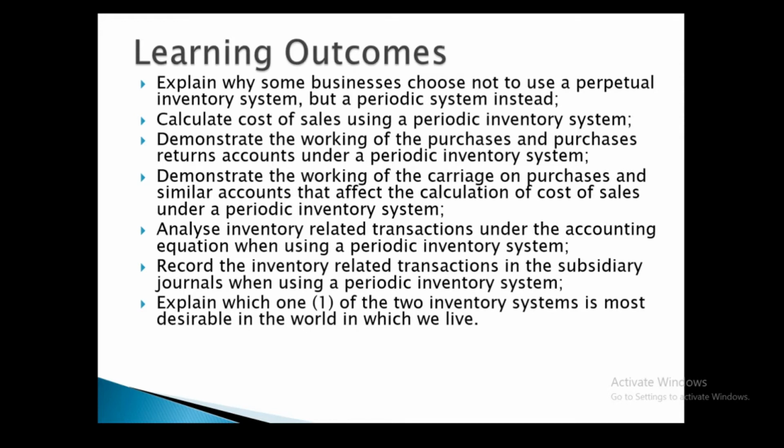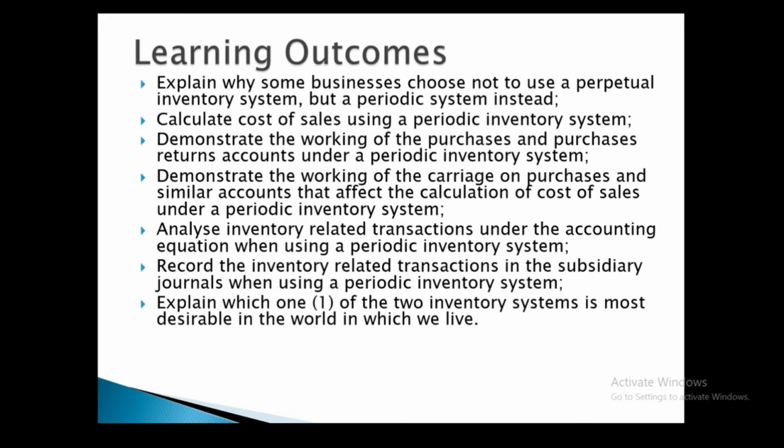Demonstrate the working of the purchases and purchases returns accounts under a periodic inventory system. Demonstrate the working of the carriage on purchases. Remember, carriage on purchases is your transport, also known as transport inwards, and similar accounts that affect the calculation of cost of sales under a periodic inventory system. Analyze inventory-related transactions under the accounting equation when using a periodic inventory system. We did this in detail in Learning Unit 2, so you can go back and recap this there.